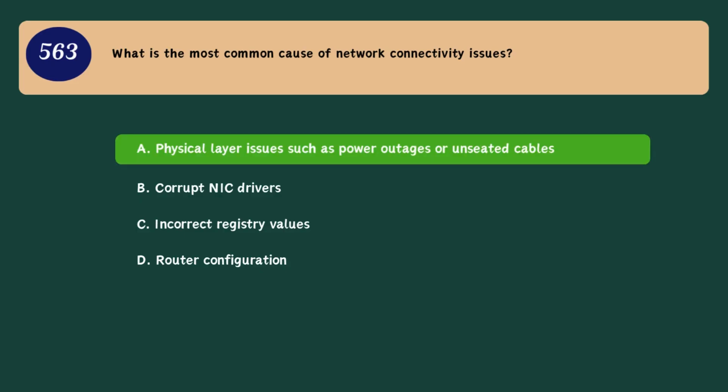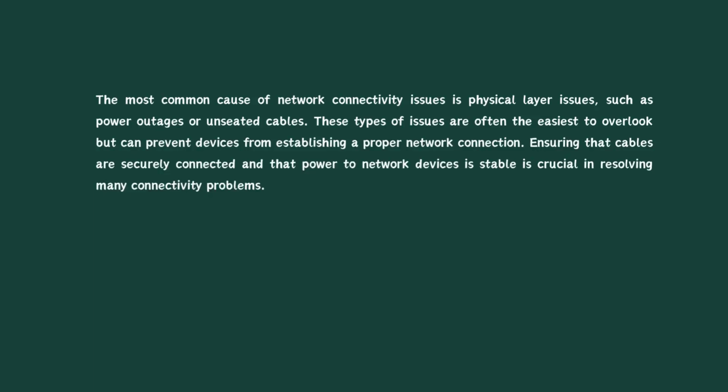Correct answer. A. Physical layer issues such as power outages or unseated cables. The most common cause of network connectivity issues is physical layer issues, such as power outages or unseated cables. These types of issues are often the easiest to overlook, but can prevent devices from establishing a proper network connection. Ensuring that cables are securely connected and that power to network devices is stable is crucial in resolving many connectivity problems.